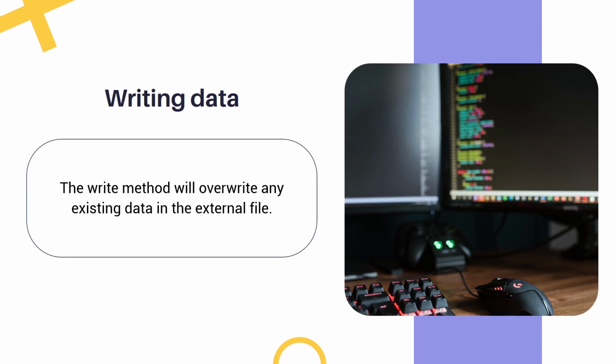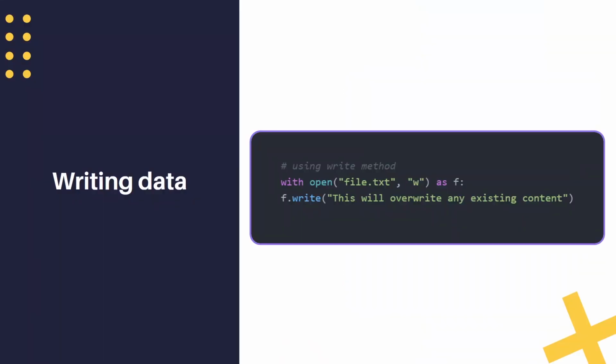Much like the append method, we can also write data to a specific file. The write method will overwrite any existing data in an external file. This is different from the append method in that any existing data will be removed and replaced with the new string when using the write method. Here is another basic example of using the write method. We open the file, specify the path, specify w as the write parameter, we save this as f, and then we simply call the write function on the f variable which we stored the file into. As a parameter, we add a string, and this string will replace any existing content within that file.